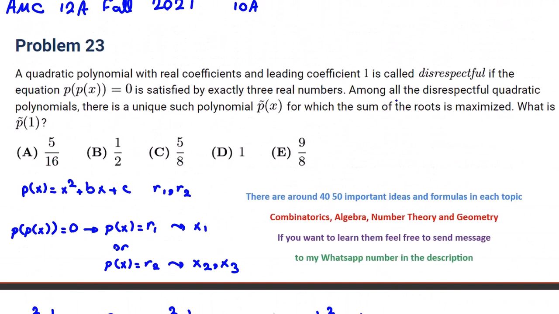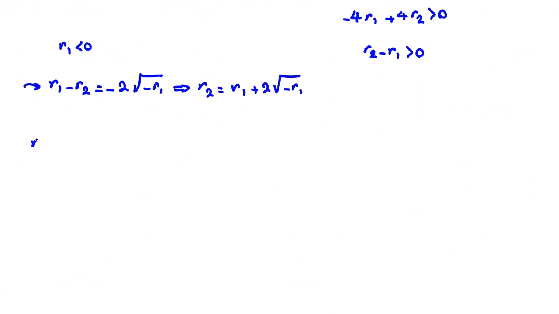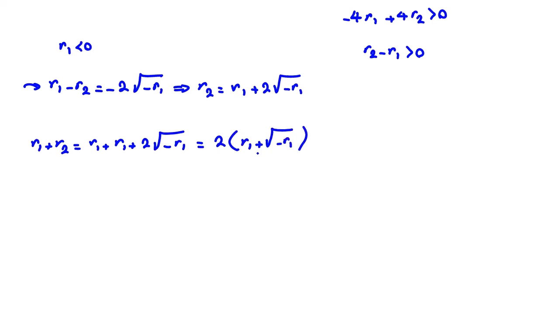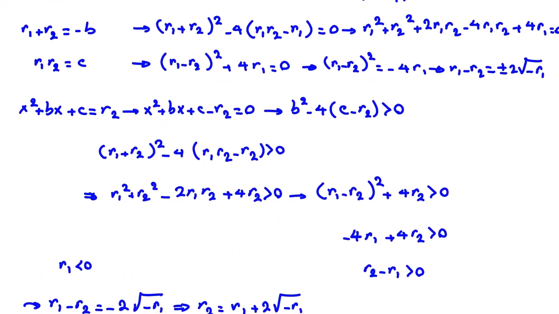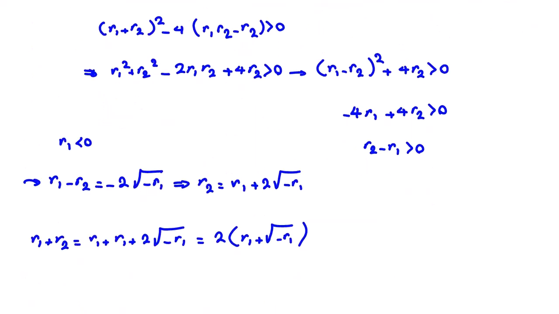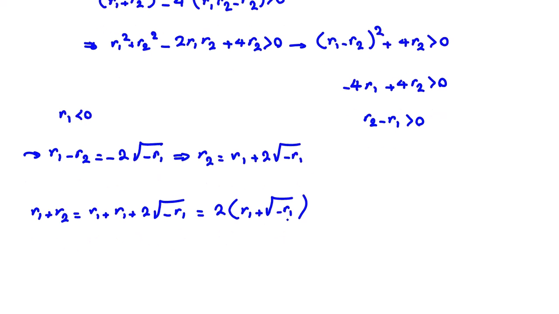The problem says the sum of the roots is maximized. So the sum of the roots is r1 plus r2. If we replace r2 with this, it is r1 plus r1 plus 2 times the root of negative r1, so it is 2 times (r1 plus the root of negative r1). Now we want to maximize this part. Try to find the maximum of this part first on your own, for r1 negative and real.